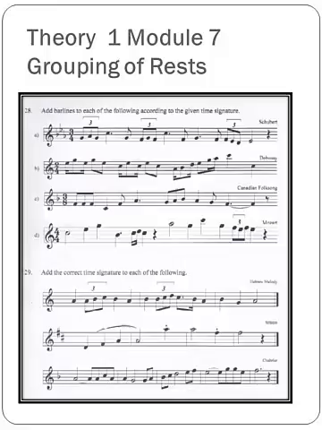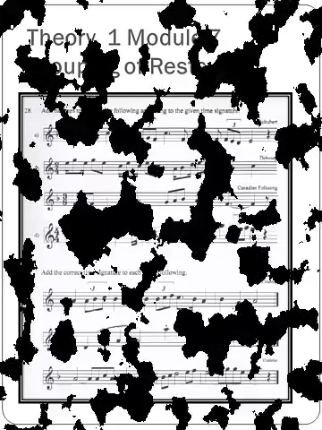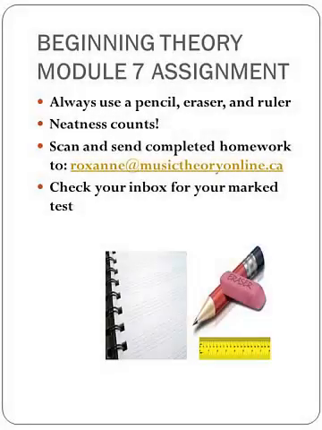Again, be careful. Remember, a triplet means that you're playing 3 notes in the time of 2. Number 29, add the correct time signature to each of the following. Again, it's pretty straightforward. I don't think you'll have any trouble with that. As I said before, use pencil, eraser, and ruler. Neatness counts, and as soon as you have it done, please send it to me so I can get it checked and we can move on to the next module.